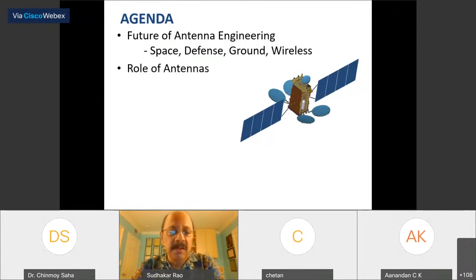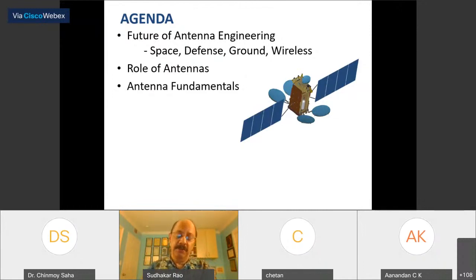Then I'll talk about the role of antennas, and antenna fundamentals a bit. I think that's very important. If you want to be a good antenna engineer, you cannot do anything without fundamentals. If you have fundamentals, you can do a lot of things. You don't need to simulate. You can design very quickly. Only thing is, of course, you need to know the hardware knowledge as well.